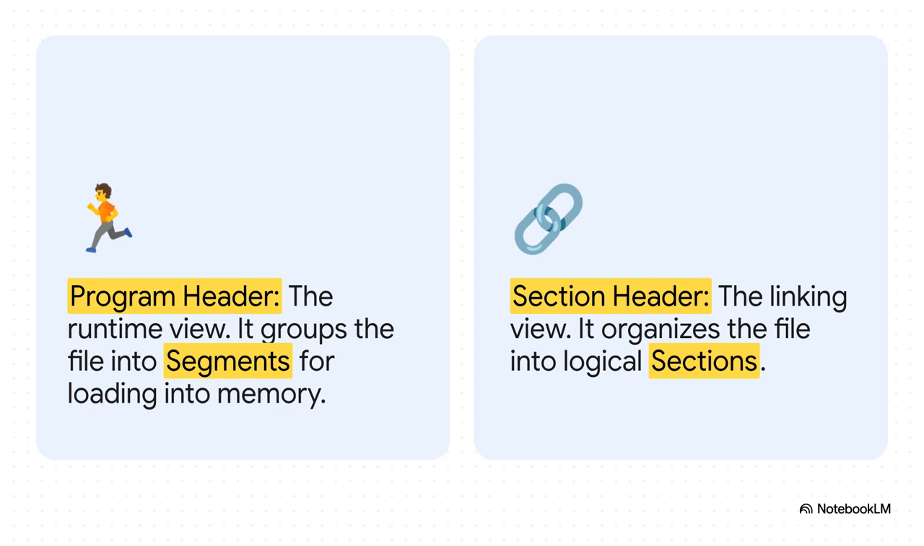Now here's a really crucial concept. An ELF file is designed to be looked at in two totally different ways. First, you've got the program header. That's the how-to-run view for the operating system. It groups things into what are called segments, which are just chunks of the file that get loaded right into memory. But then you've got the section header. That's the what's-inside view for tools and developers, and it organizes the file into logical sections.